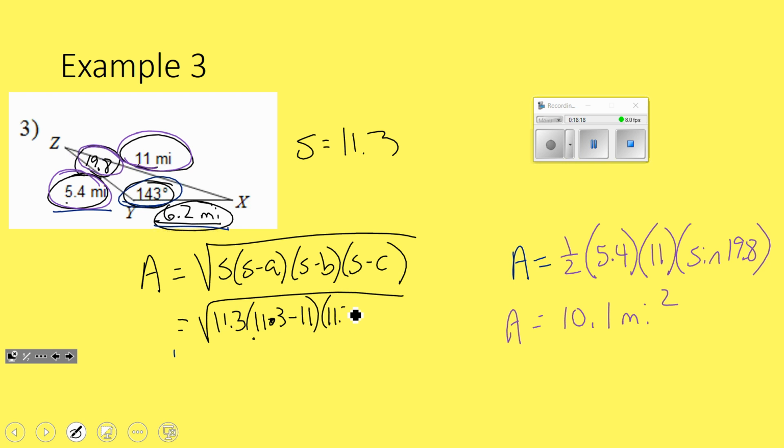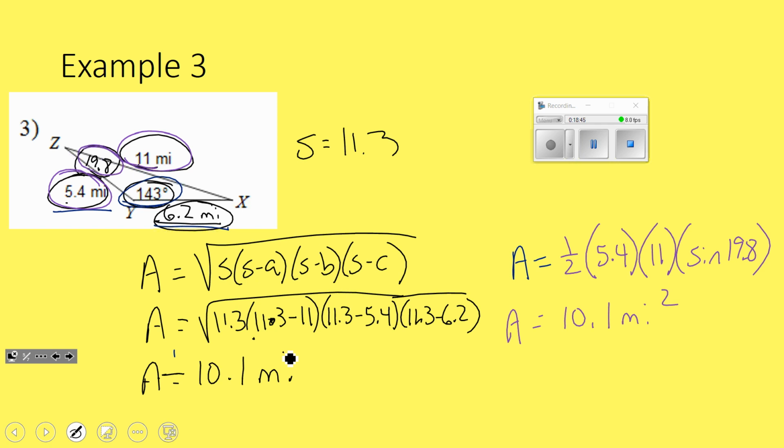Then 11.3 minus 5.4, then 11.3 minus 6.2, and when you work that all out, they came up with 10.1 as well. So we had 3 different methods going on the floor, and everybody came up with the same answer. Do you understand what I'm saying? The more we get into this, you've got to use what you know.